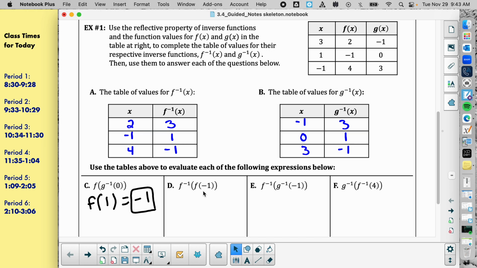Do you guys think you could try D, E, and F on your own? Or do we need to do one more together? Okay, try D, E, and F. Because if you can get these bottom 4 down pat, then that means today's formula would be pretty easy.